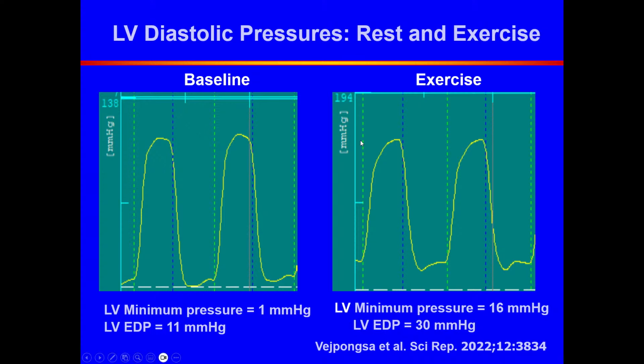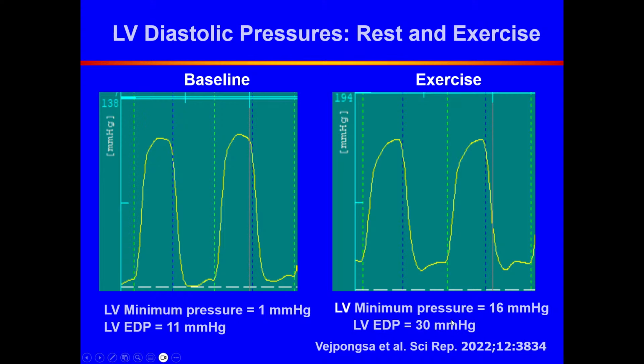In comparison to that normal response, this is someone who at baseline is doing okay, minimum pressure 1, EDP 11. They exercise, systolic pressure goes up. Notice the difference in scale. At baseline, it goes to 138, with exercise 194.